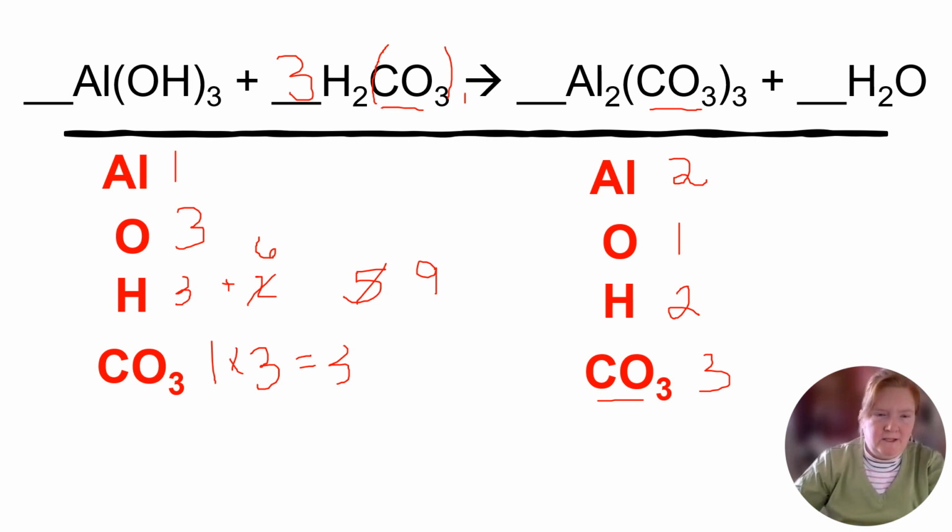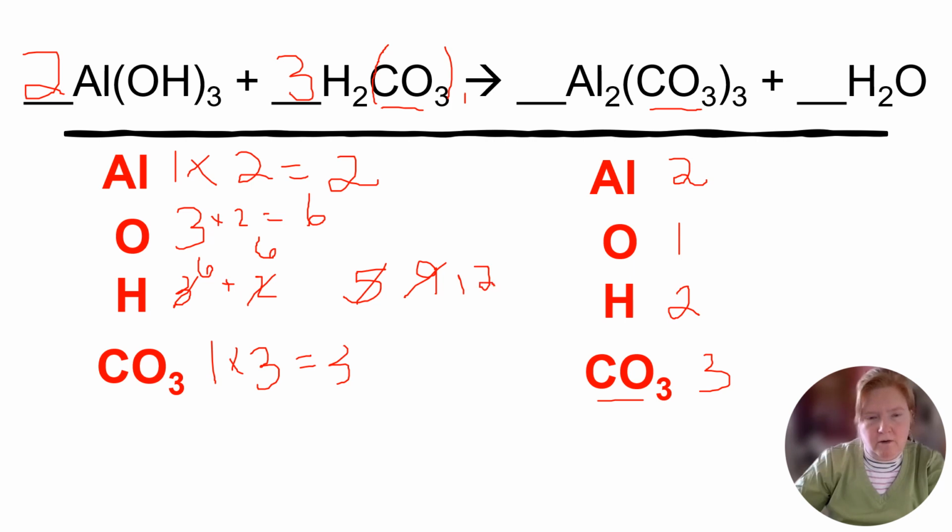All right, so I multiply it times 2, right? Put the 2 here. What does that change? Also the oxygen times 2. Also this hydrogen times 2, so that's 6 and 6, which is 12. Okay, so we have aluminum balanced and CO3 balanced.